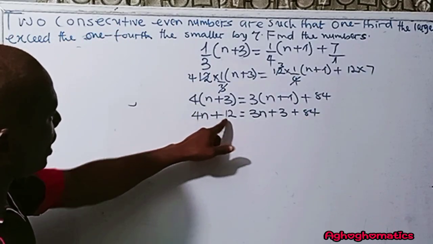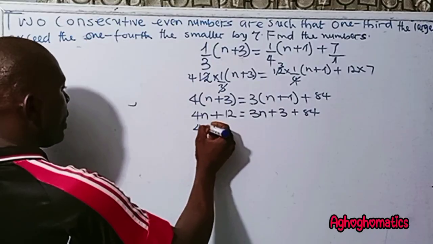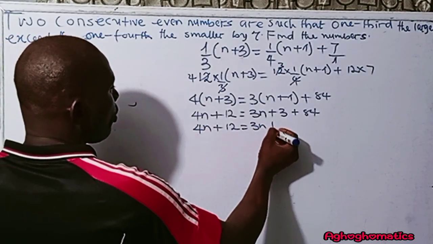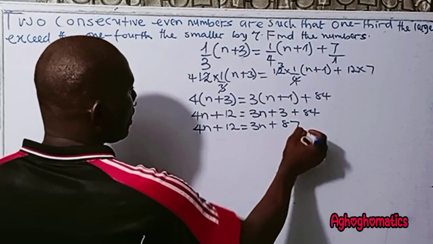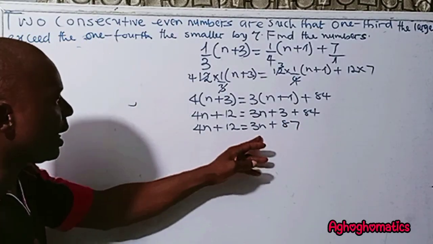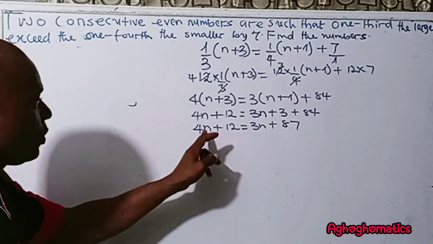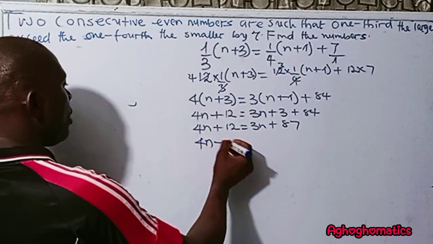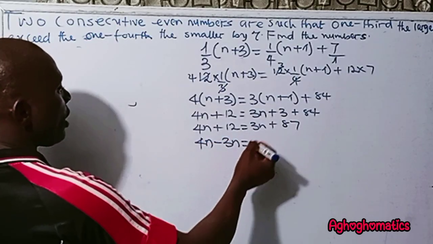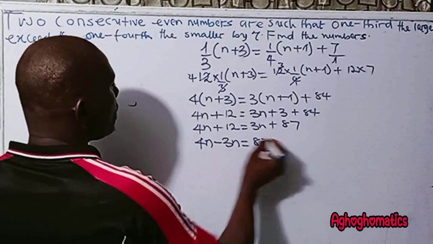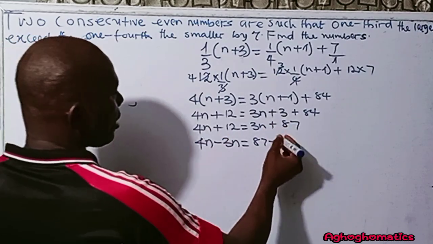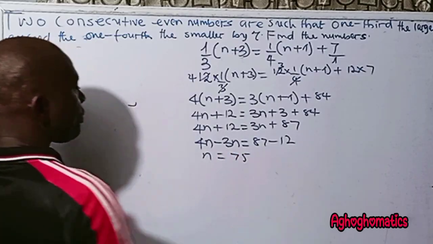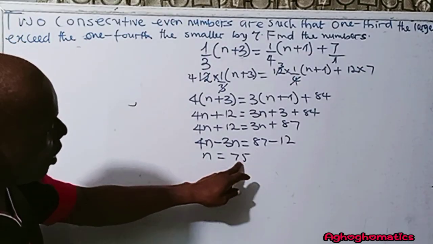So what we need to do here is, let's still do some arrangement. 4n plus 12 here is equals to 3n plus 3 plus 84, that gives 87. So let's collect terms. Remember, this is plus 3, coming to the left hand side, becomes negative. So we have 4n minus 3n. Here will come 87. This is plus 12, moving to the right hand side, becomes negative 12. So n here is 87 minus 12, becomes 75.